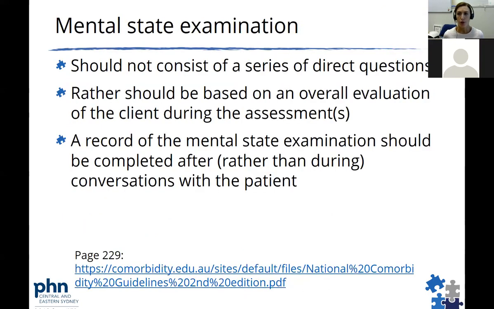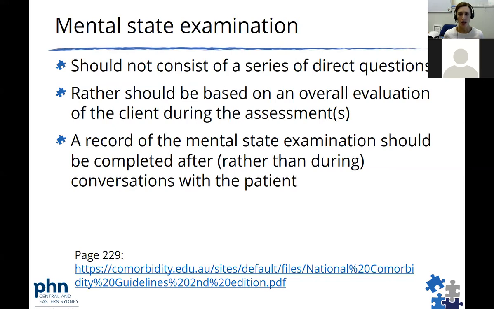A crucial component of the assessment process is an evaluation of the client's mental state and their presentation. The mental state examination shouldn't really consist of a series of direct questions, but should be based on an overall evaluation of the client or the patient during assessment, or preferably a number of assessments. And a record of the mental state examination should be completed after rather than during conversations with the client.